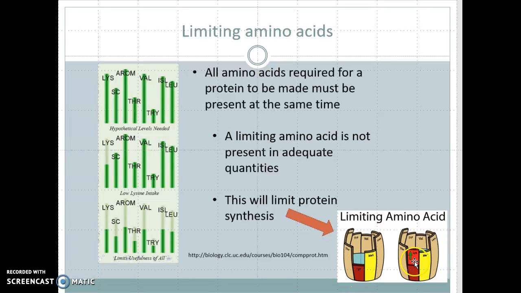So you need to add in here, this shows they've added another food product that has the missing amount. So this lysine is very low, but by eating the right food, you can get more of it, and then you have access to more amino acids. So that's what's called limiting proteins.